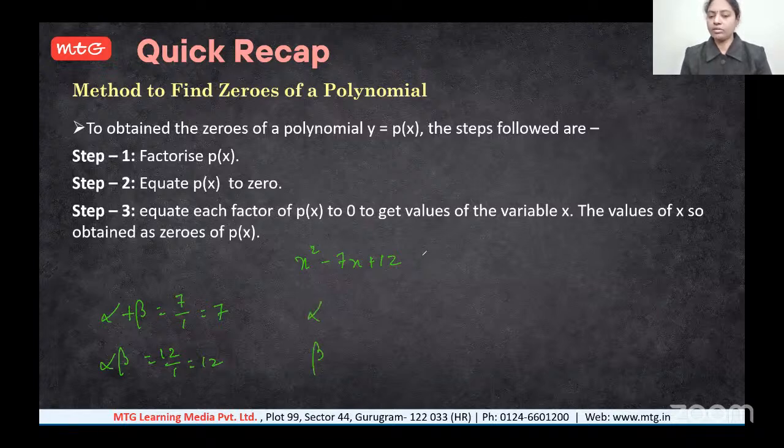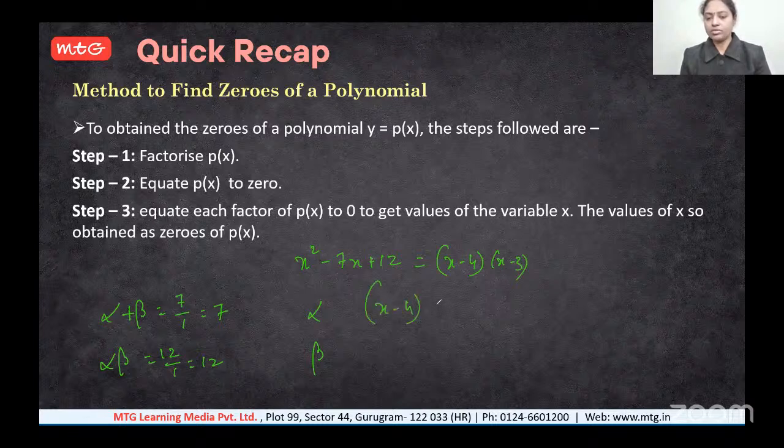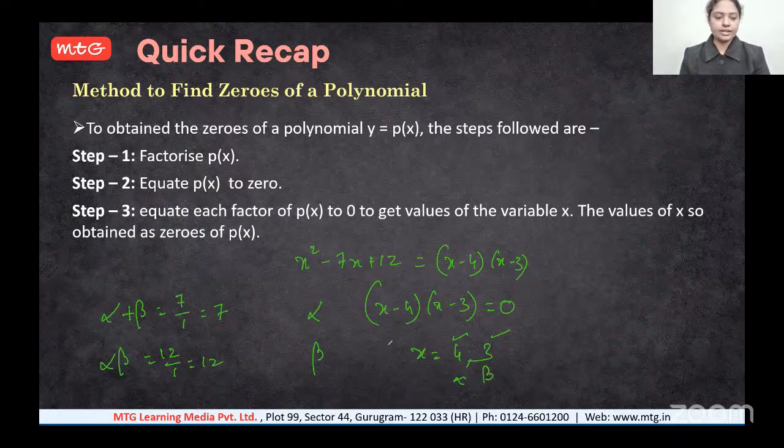For that, what will I do? First, I will factorize it, which is (x minus 4) into (x minus 3). Now I will equate this to zero. So (x minus 4) into (x minus 3) is 0. So obviously I get the x value as 4 and 3. So now see, these are the two zeros, which we can call alpha and beta. See, now the sum is 4 plus 3, 7. The product is 4 into 3, 12.